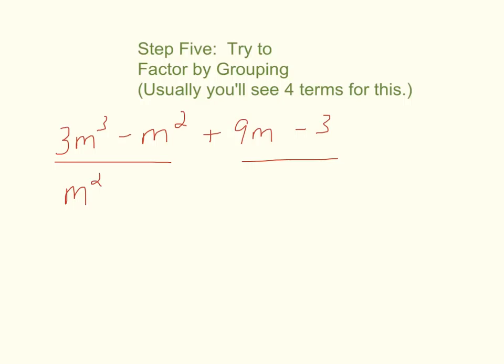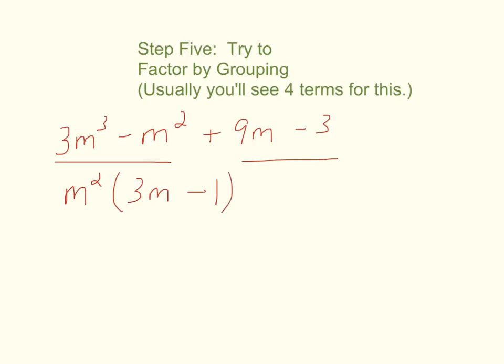M squared. And remember, when we factor it out, we've got to show that it's out and show what's left. To get 3m cubed from m squared, we would need another 3m. And to get m squared from m squared, you need a 1. But notice it's negative, so we're going to have minus 1 here. Okay, so we just factored the first group.